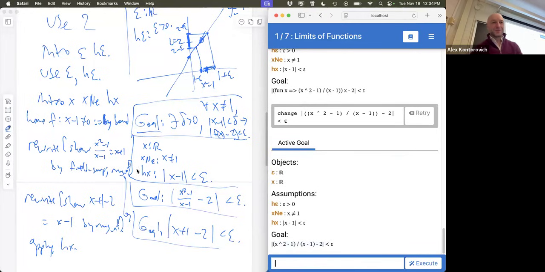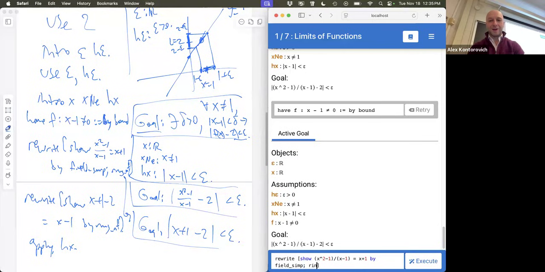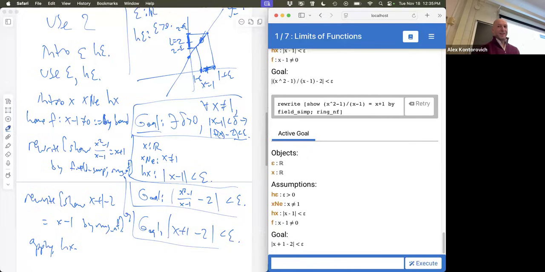Okay, now let's do this intermediate step in order to help field simp. So have the fact that x minus 1 is not equal to 0. Great, it knows that x minus 1 is not equal to 0. Let's rewrite, show that if you take x squared minus 1 divided by x minus 1, you'll get the same thing as x plus 1, and that's by field simp and then ring. Cross multiply and do a ring operation. I think it did it. We'll find out. Maybe we'll get to the end and there'll be a problem.